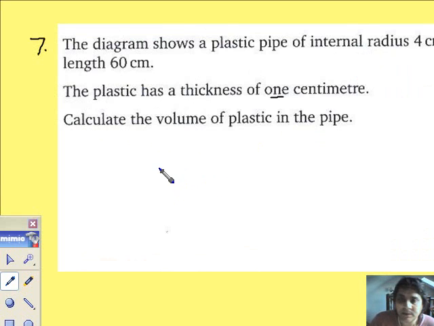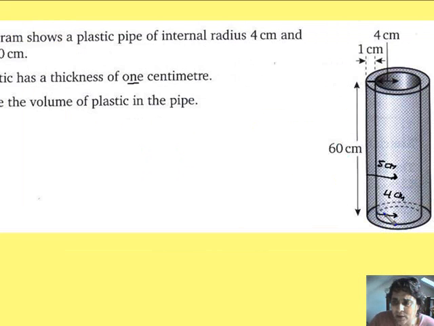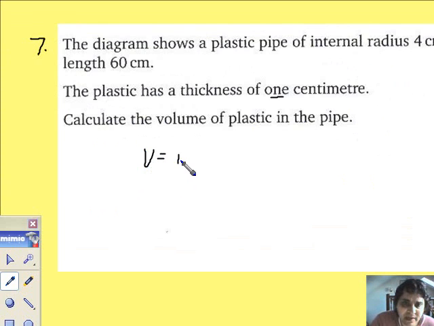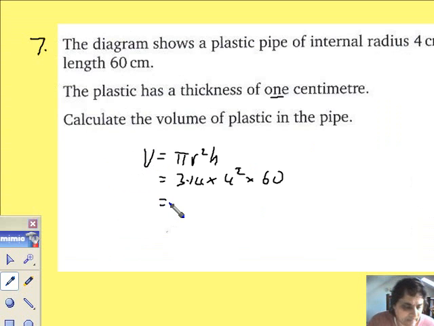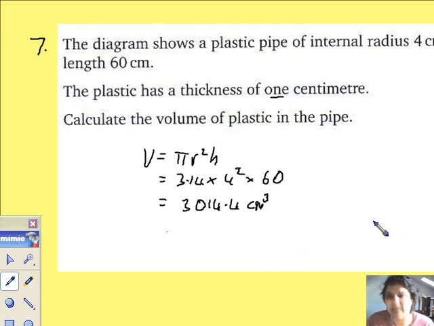So here I go. Let's work out the volume of the empty space. V equals pi r squared times h, which equals 3.14 times a radius of 4 squared times a height of 60. Put that into the machine. 3.14 times 4 times 4 times 60 gives me 3014.4 centimeters cubed worth of empty space.